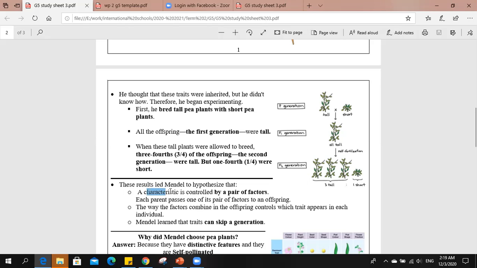So he discovered that characteristics, or the features, are controlled by a pair of factors. We have one of them from the mother and the other one from the father. The way these factors combine together is what actually controls how we will appear, like having brown eyes, blue eyes, colored hair, or maybe black hair. Mendel learned that traits can skip generations. So like in here, the short trait skipped the first generation and appeared in the second one.